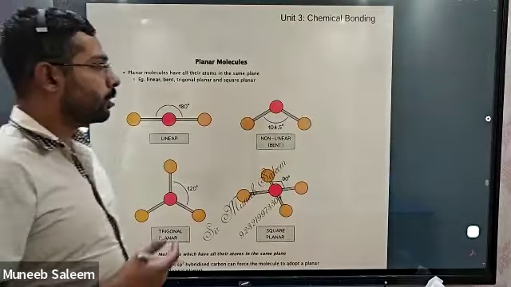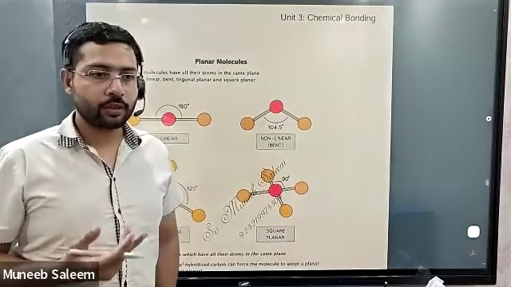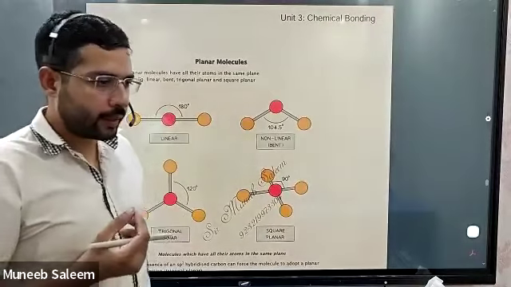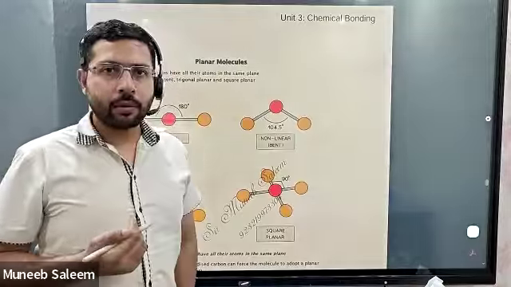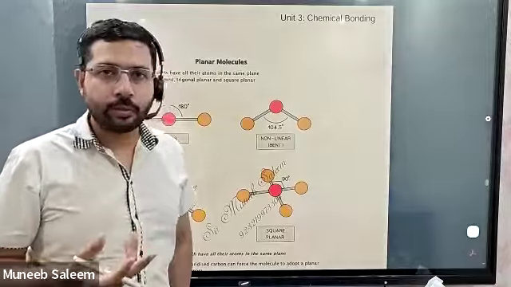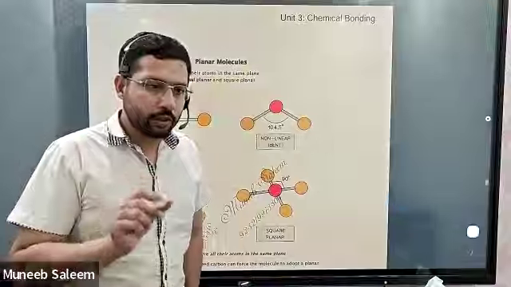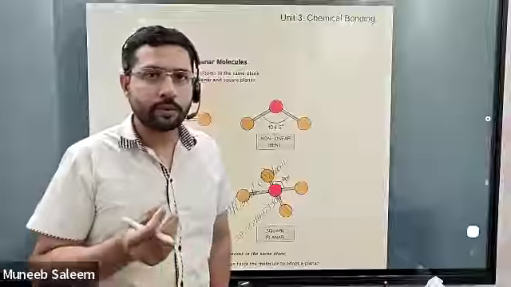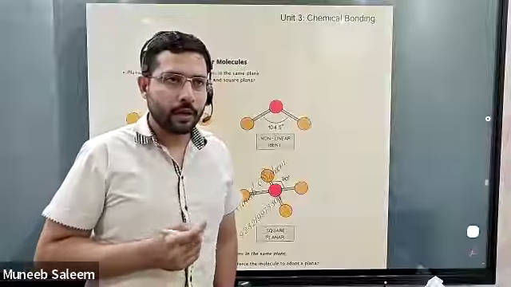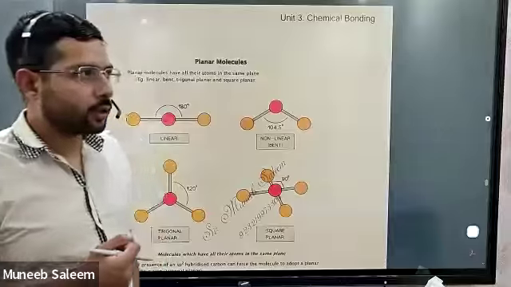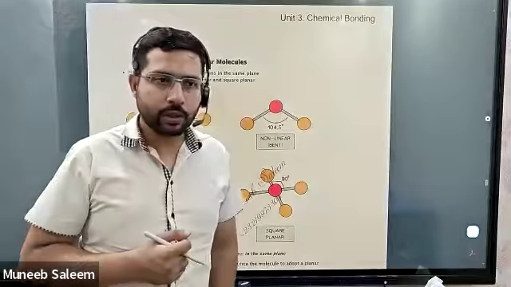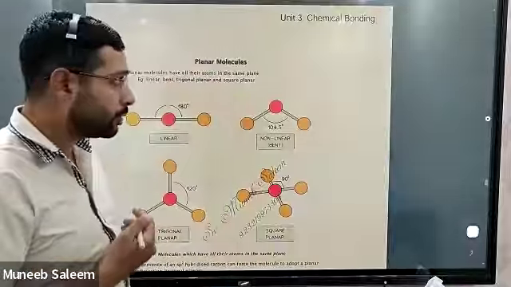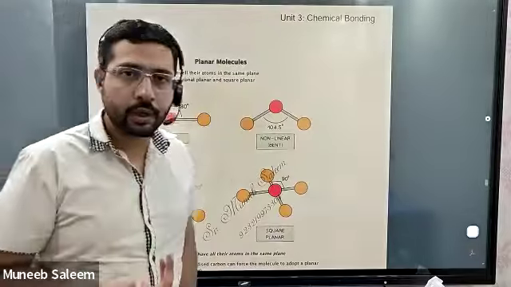We had completed up to the VSEPR theory, in which we discussed the different shapes of the molecules by considering the repulsions between the electron pairs around the central element in the molecule. Because these are the repulsions which will dictate how much angle will be there between the atoms within the molecule. And we came across different shapes of the molecules, and we studied how their shapes were named and how different angles were mentioned.